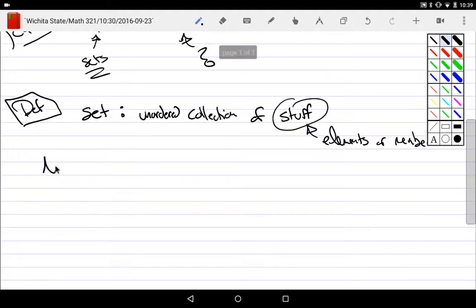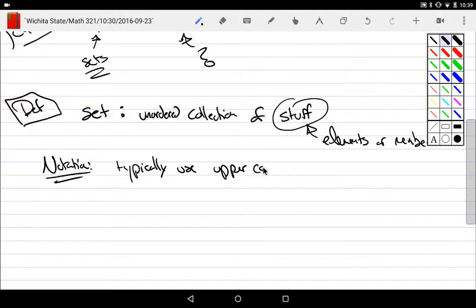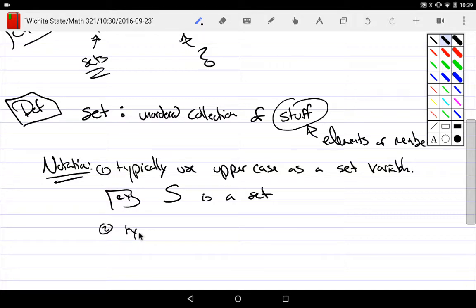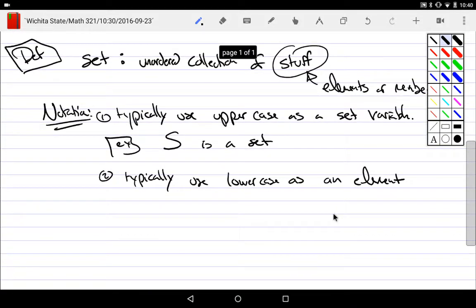Some notation. Typically, we use uppercase as a set variable. In other words, for example, S is a set. Typically, we use lowercase as an element. Example, say A is in set S.